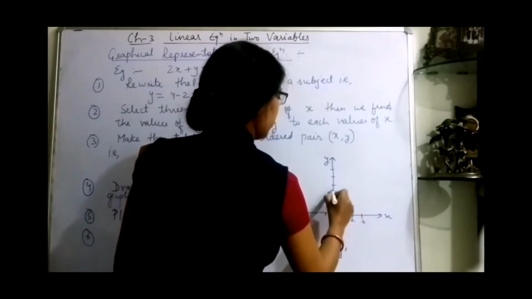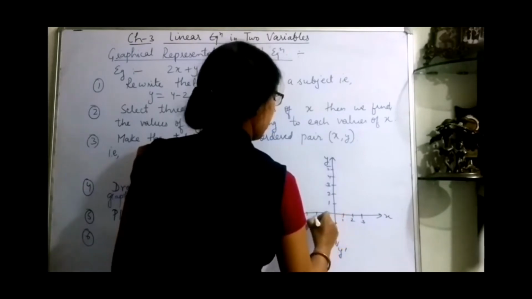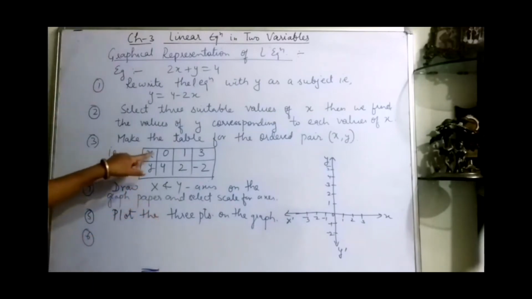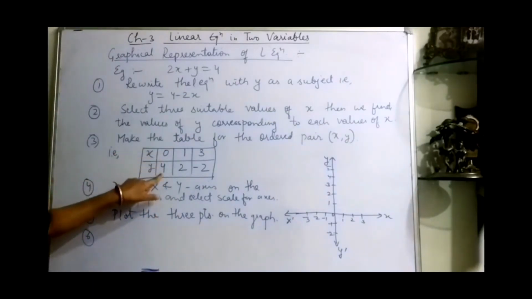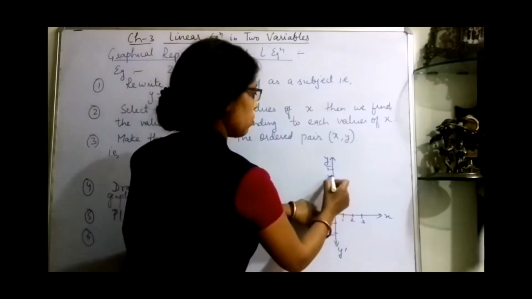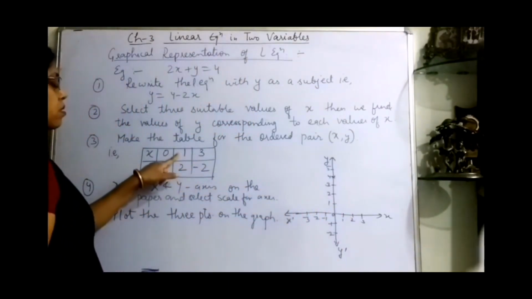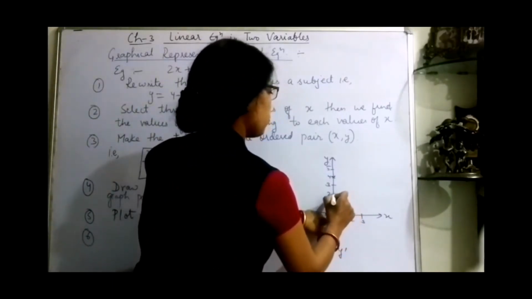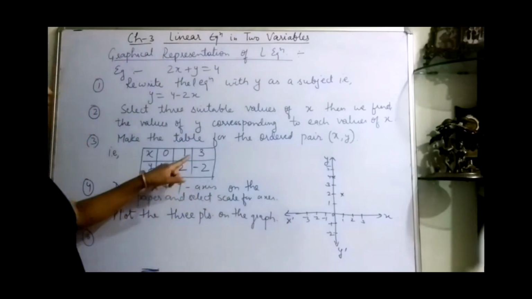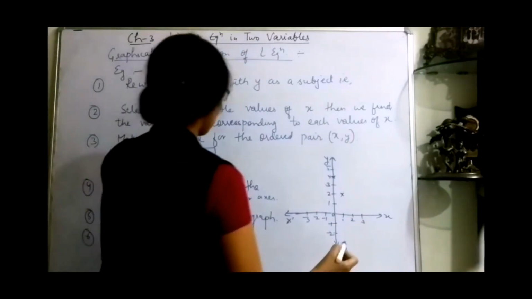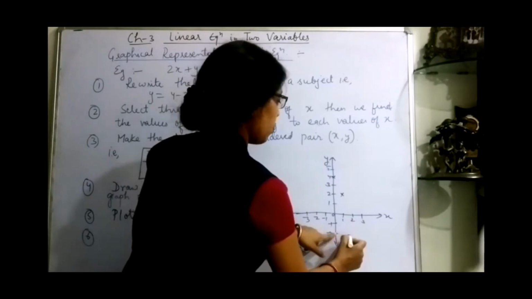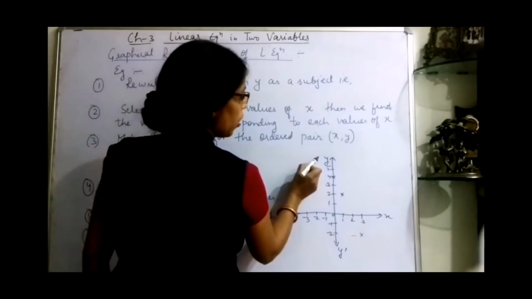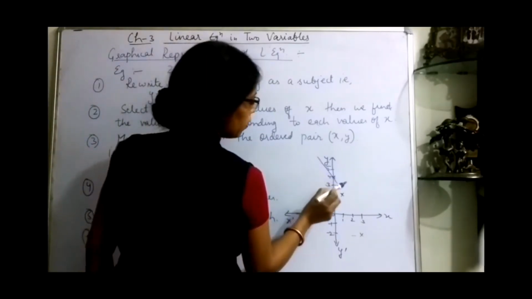One, two, three, 1, 2, 3, 4, 5, minus 1, minus 2, minus 3, and this is 0. Now when x is equal to 0, y is equal to 4, here. X is equal to 1, y is equal to 2. So the corresponding values, x is equal to 3, y is equal to minus 2, somewhere here. Right? Now join any 2 points.